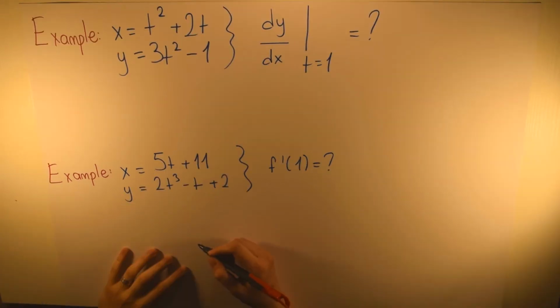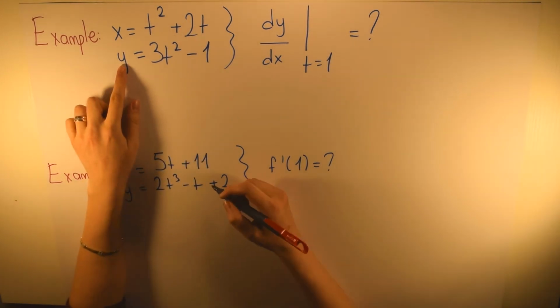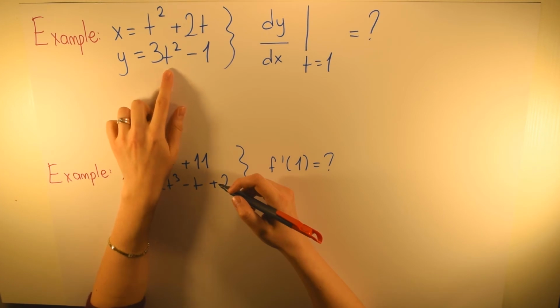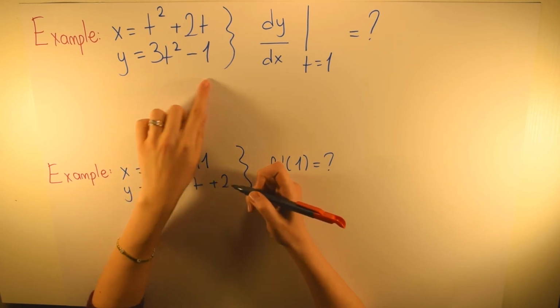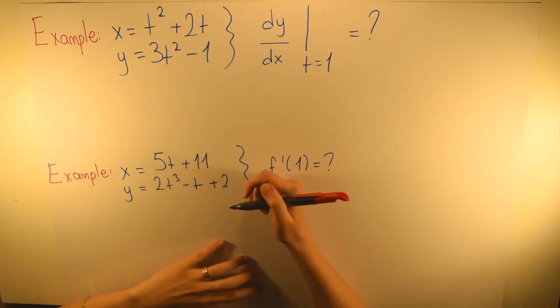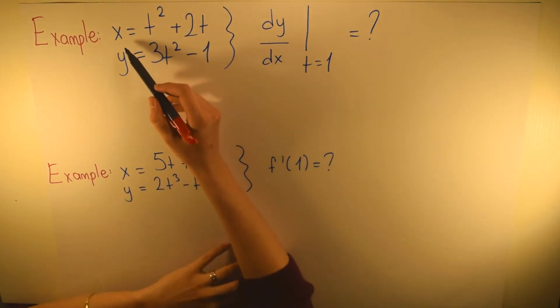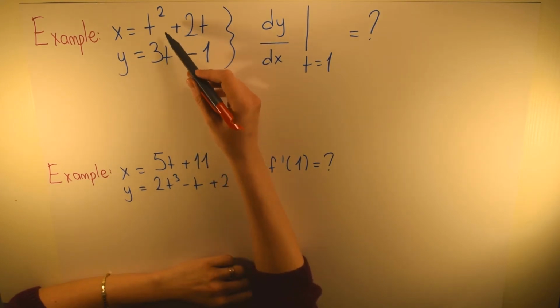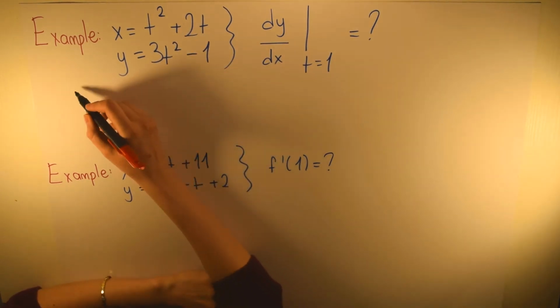Let's look at these examples. Here we have x is equal to t squared plus 2t, y is equal to 3t squared minus 1. So what is the value of dy over dx when t is equal to 1?